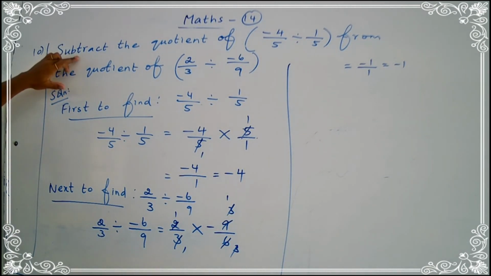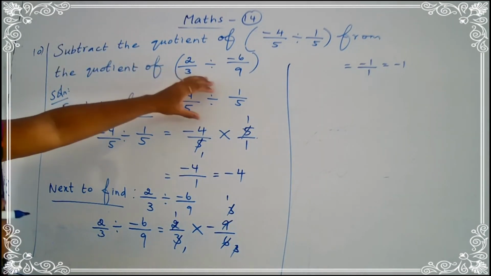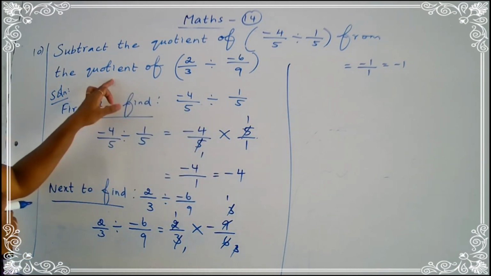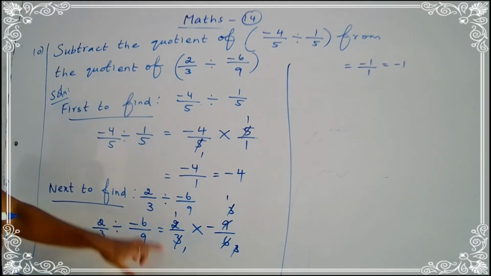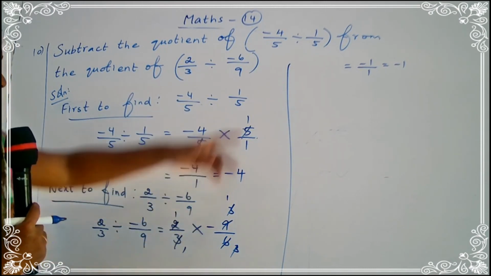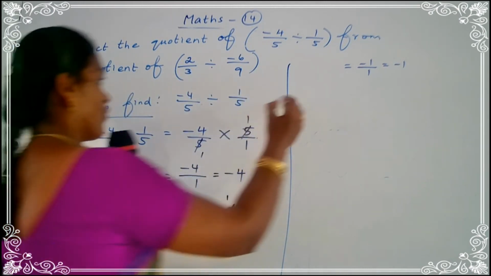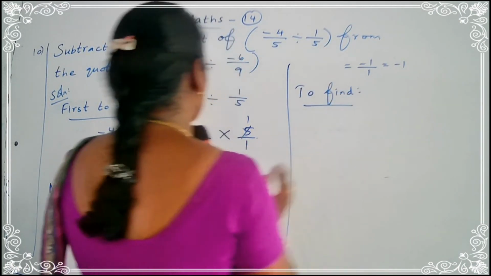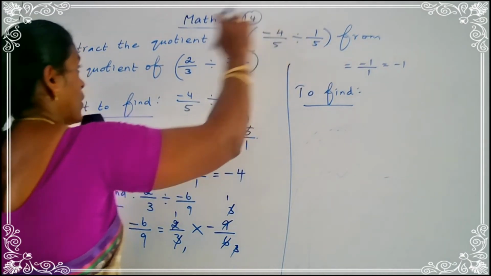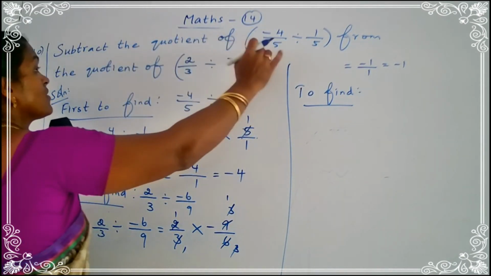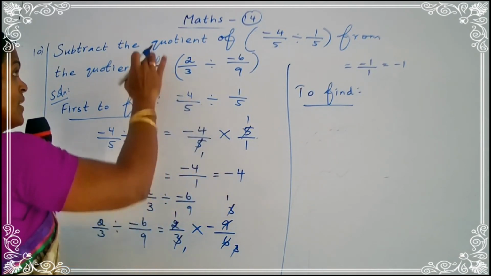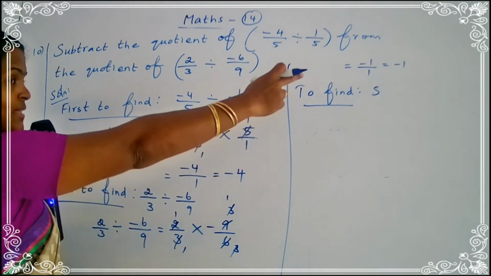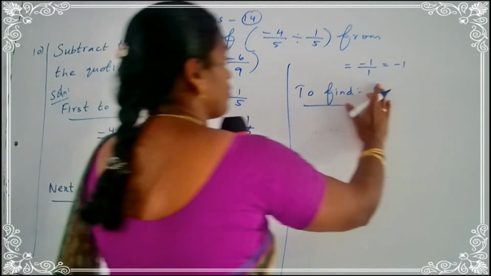Subtract the quotient of. So the value of the quotient is how much? Minus 4. From the quotient of 2 upon 3 divided by minus 6 upon 9. How much? Minus 1. So therefore, to find the answer, what should we do? From this we should subtract this. Subtract the quotient. How much? Minus 4. Subtract minus 4 from how much? Minus 1. Okay. So, minus 1 minus 4.